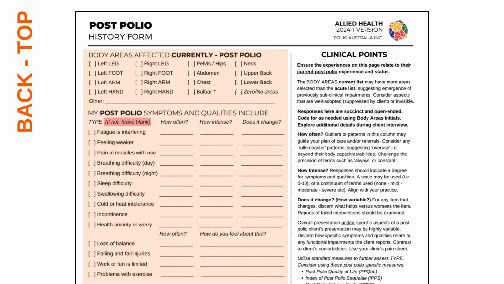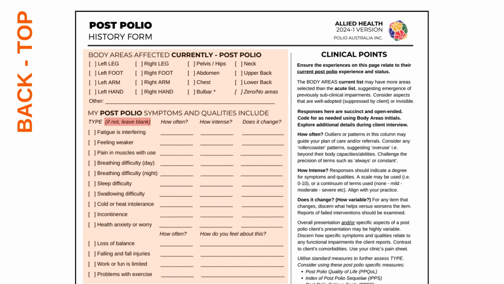And then does it change? A yes or a no is entirely valid to have in that zone. You don't have to add details, but you can describe those details to the clinician as they get through the interview with you. The last four down the bottom are more functional specific. So there's loss of balance, falling and fall injuries, work or fun is limited, and problems with exercise. We want to know how often do you have issues with those things? And then how do you feel about those? Because how you feel and cope with those gives us a few insights into your ability to function with confidence.